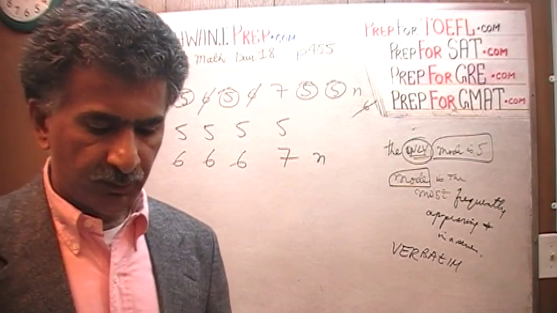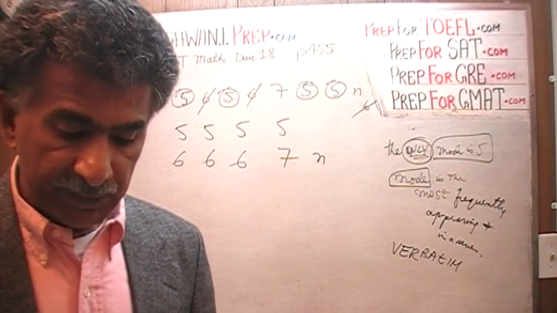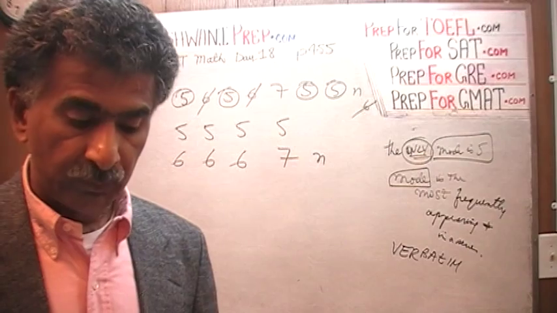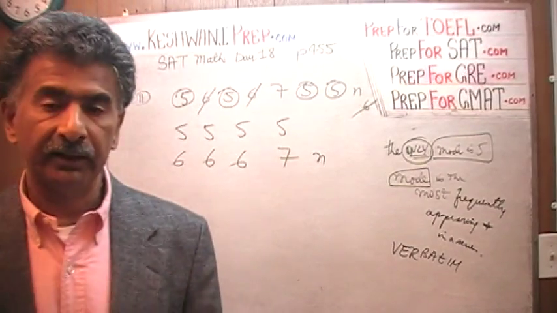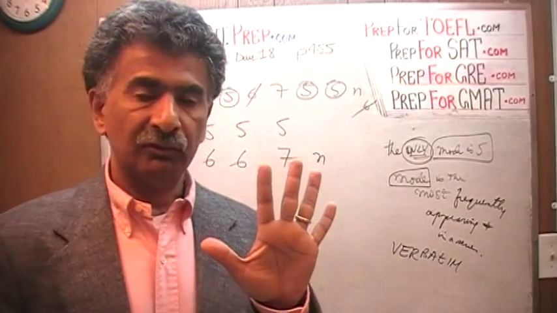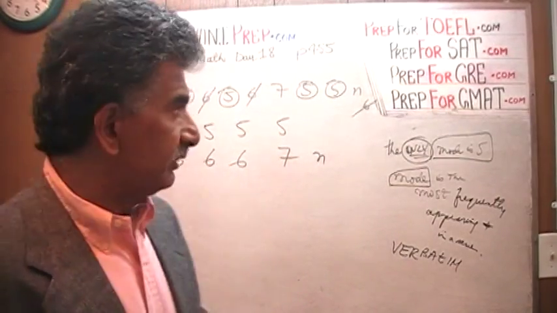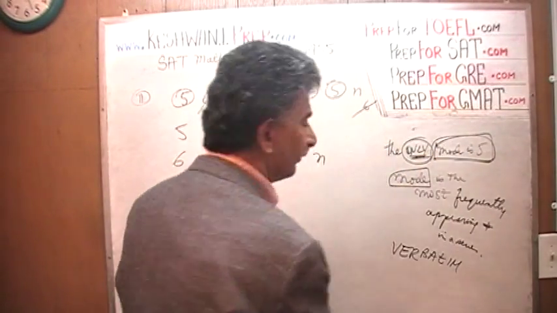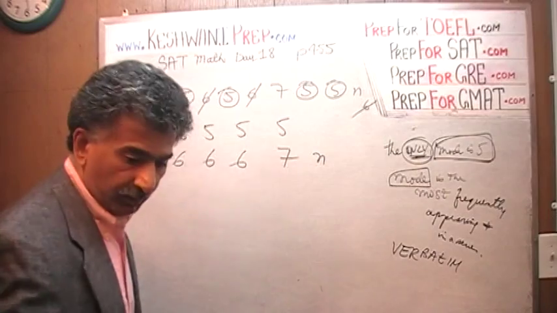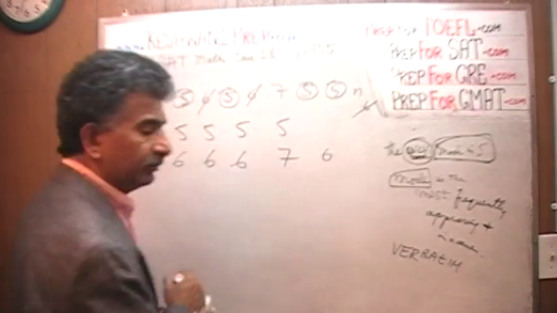The question simply is, which of the following could be the value of n? Each of the following could be the value of n except one. So what they're claiming is that they're giving us 5 values of n, and all of them are possible except one. Which one is it? They tell you that the only mode is 5. What do you suppose would happen if you were to replace this n by a 6?